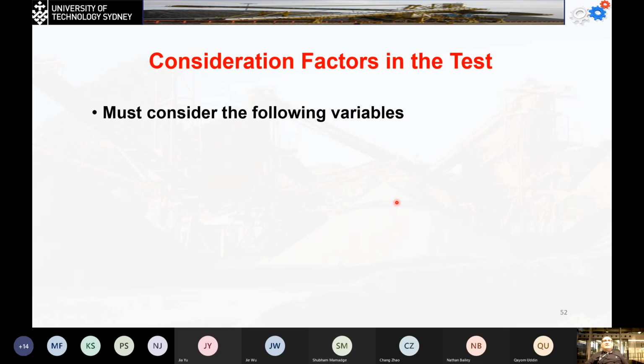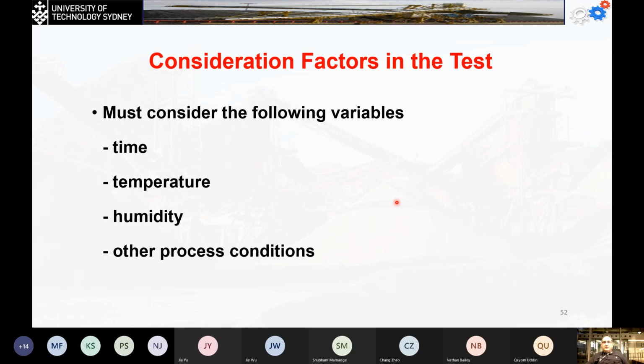The consideration factors in the test are going to be the following variables. First, the time, the temperature, the humidity, and other process conditions. So usually we're going to have more consolidation for the material. The material is going to be more cohesive. It's going to be stored for a longer time.